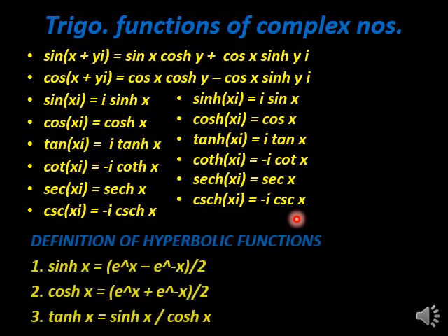where the hyperbolic functions, hyperbolic sine of x, is simply equal to e to the x minus e to the negative x over 2. And this is for the hyperbolic cosine. And for the hyperbolic tangent, it's simply the ratio of these two quantities.